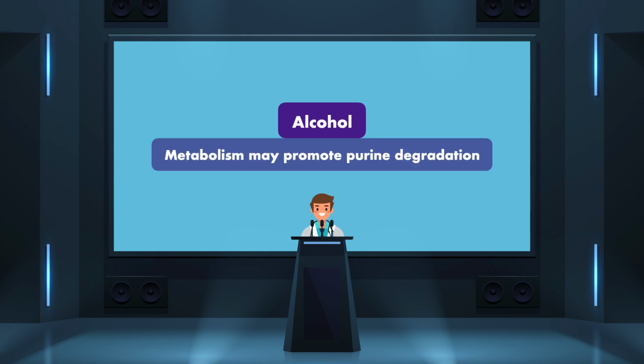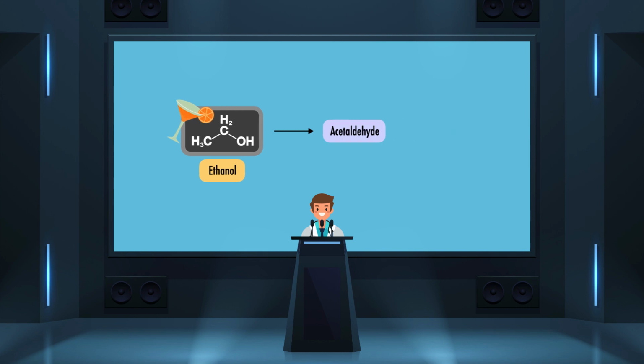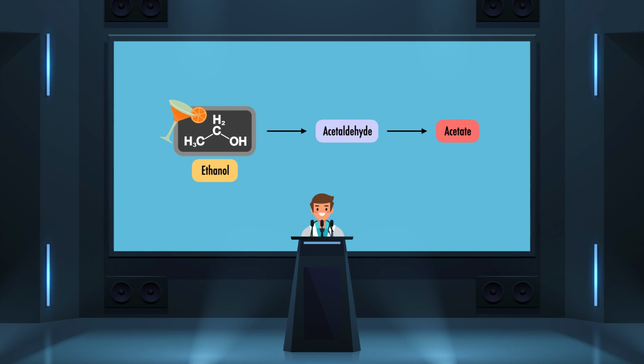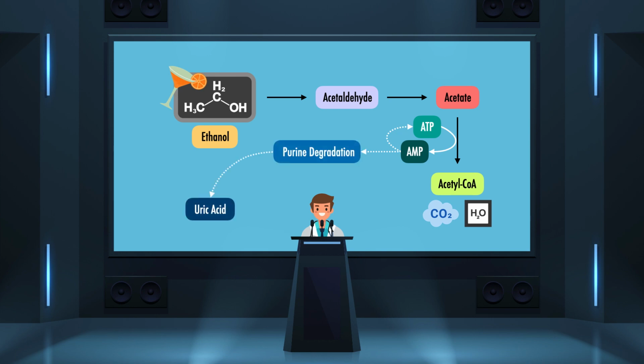This is because the metabolism of alcohol may promote purine degradation in the body. Alcohol metabolism begins with the oxidation of ethanol to acetaldehyde. Then acetaldehyde is oxidized to acetate, which is converted to acetyl-CoA on its way to becoming carbon dioxide and water. The conversion of acetate to acetyl-CoA requires ATP, which is converted to AMP. That AMP is either resynthesized to ATP, or it enters the purine degradation pathway and can eventually become uric acid.